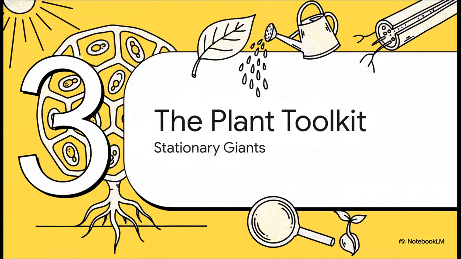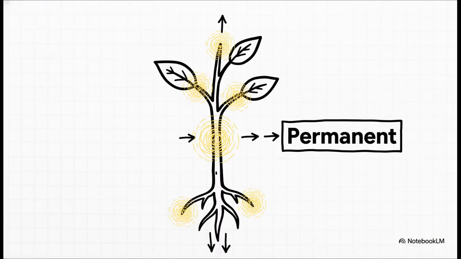That brings us to Section 3, the plant toolkit, building stationary giants. Let's dive into the actual tools plants use to grow and support themselves without ever taking a single step. Plants basically have two main categories of tissues. First, we've got meristematic tissue. These are the actively dividing cells. And this brilliantly shows how plants grow.